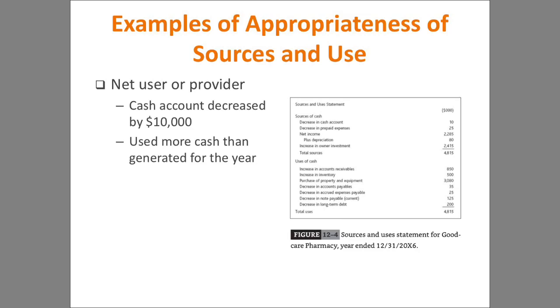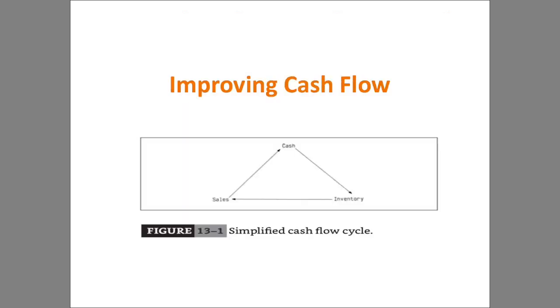So they used more cash than generated for the year. So how would a pharmacy like this turn themselves around? Well, let's look at the simple cash flow cycle. We have sales. Hopefully we get cash from those sales, and we use that cash to purchase inventory.